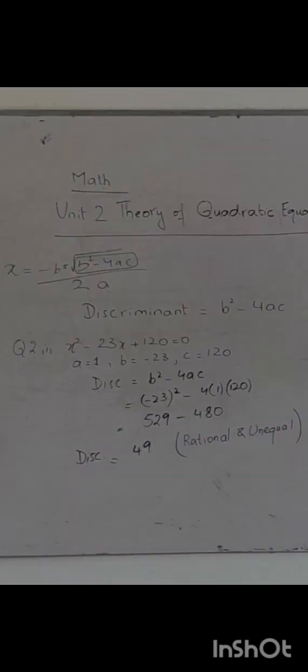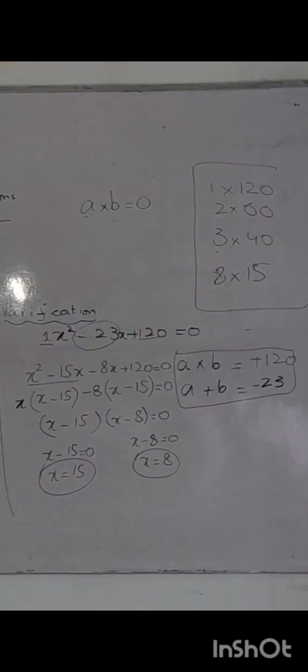So first of all, we will use the formula of discriminant, which is b square minus 4ac. So in the first part, your a is 1, b is minus 23, c is 120, and the discriminant will be minus 23 square minus 4 into 1 into 120. So just calculate the values and your discriminant is coming 49. So 49 is a perfect square of 7. So it means that your roots are rational and unequal.